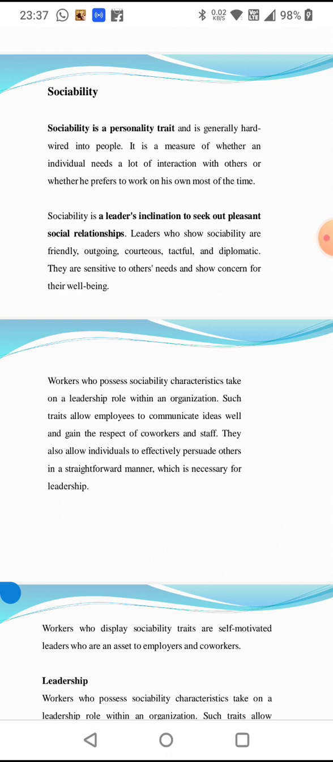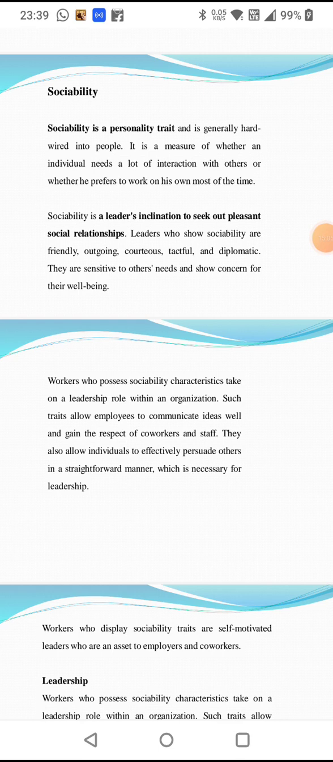So, sociability is a leader's inclination to seek out pleasant social relationships. Leaders who show sociability are friendly, outgoing, courteous, tactful and diplomatic. They are sensitive to others' needs and show concern for their well-being.